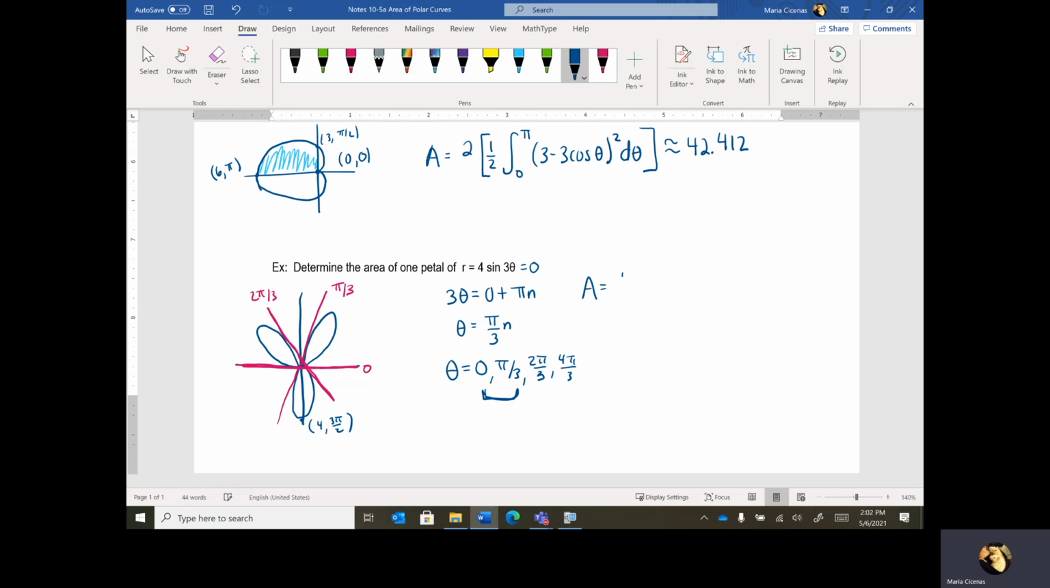Area of 1 petal. 1/2, 0 to pi over 3, radius squared, 4 sine 3 theta squared. Ooh, don't want to integrate that by hand. No, no, no, no. 4.189 is hopefully what you'll get. Again, if you wanted the entire graph, all right, we'd multiply by 3 because this is the area of 1 petal.